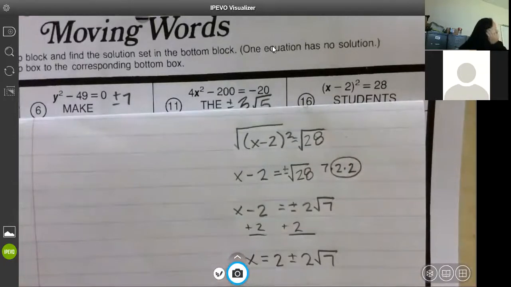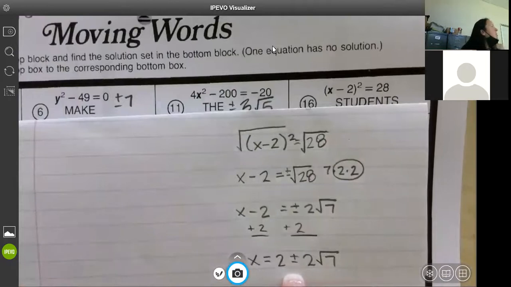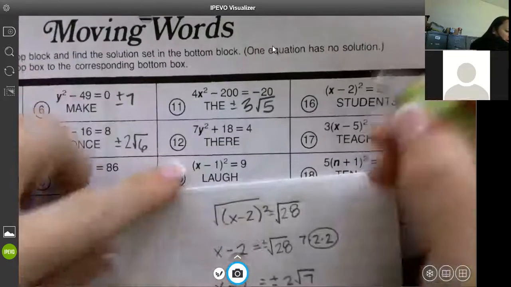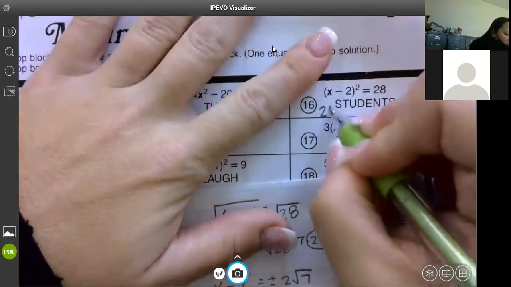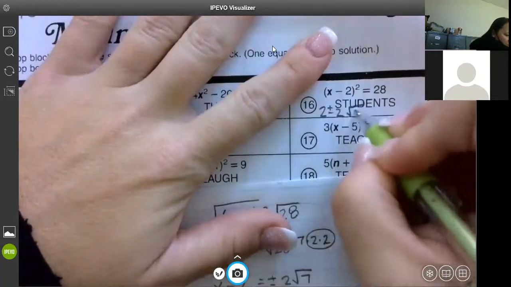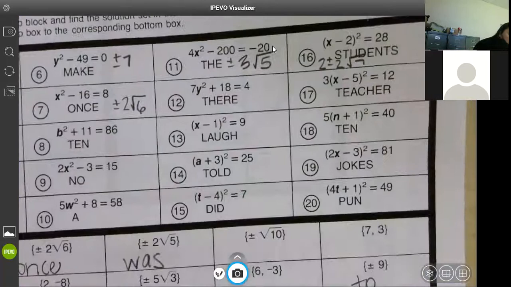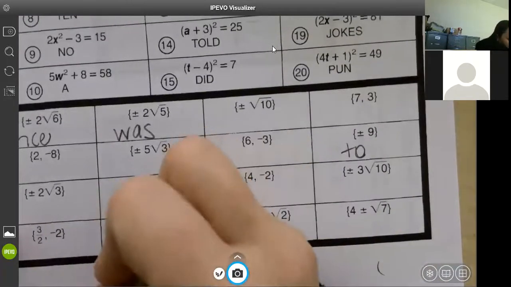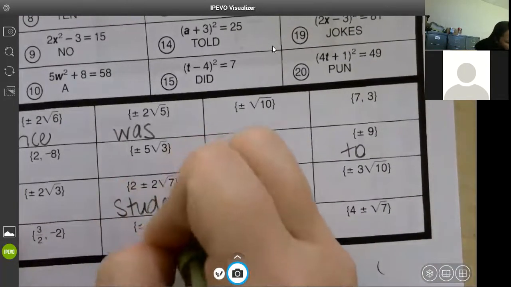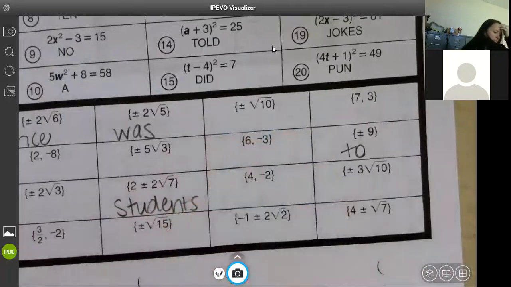We're going to do a couple of these, so don't stress out. This is what your quadratic formula will look like in the end if it's not a pretty one. Okay, so you'll see more of this throughout this whole set of notes. All right, so this one was 2 plus or minus 2 square root 7, which is here on the bottom. All right, we're going to do a couple more of these.